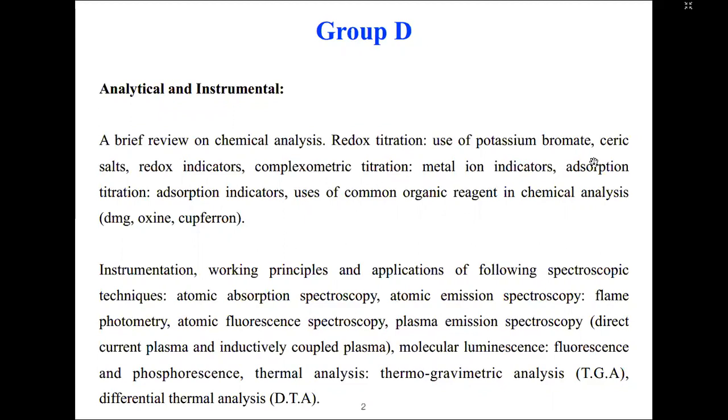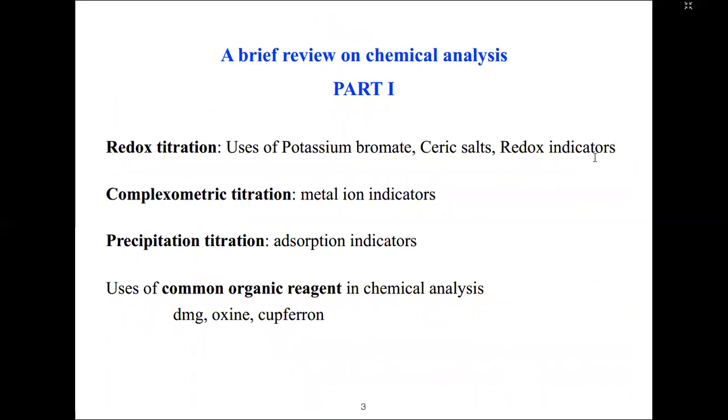In group D of the analytical and instrumental, there are several topics, and this is the part of the syllabus that I copied and pasted. It has two parts, which I have summarized in the next two slides. In part one, it is the brief review of chemical analysis. And this part consists of titration, redox titration, complexometric, precipitation, some of the common chemicals, the indicators and their mechanism. So this is part one.